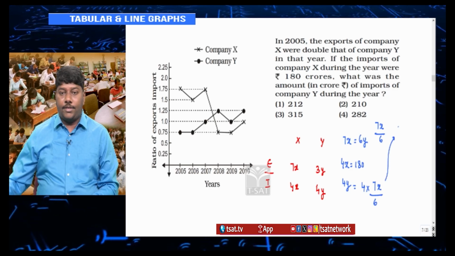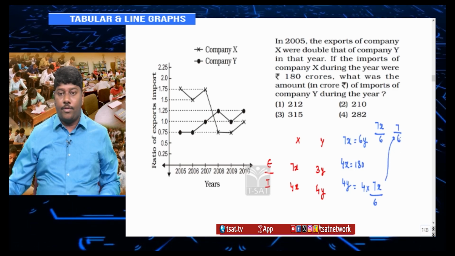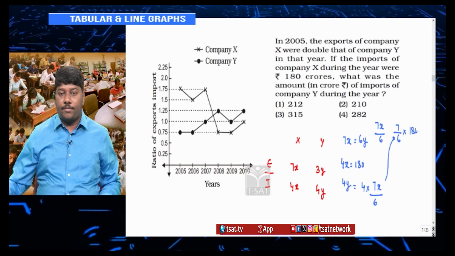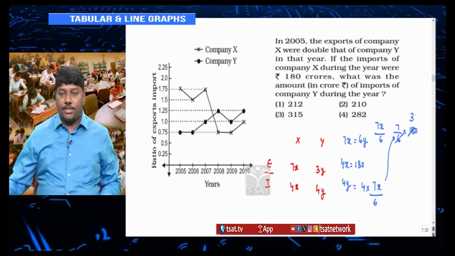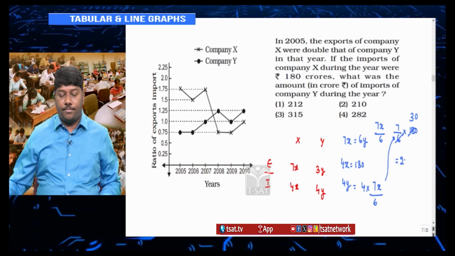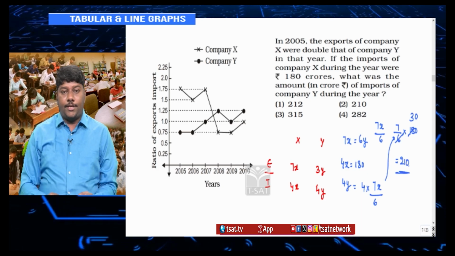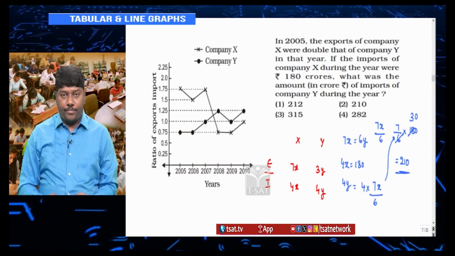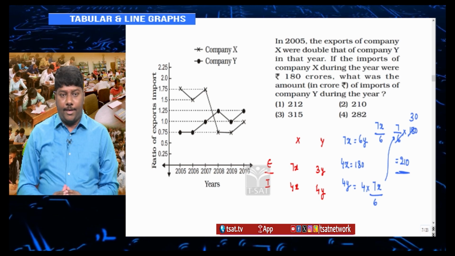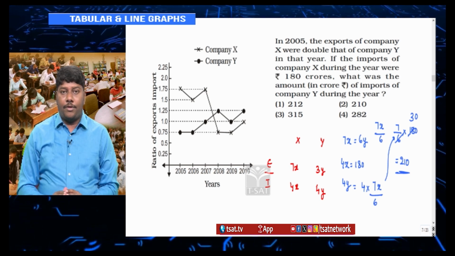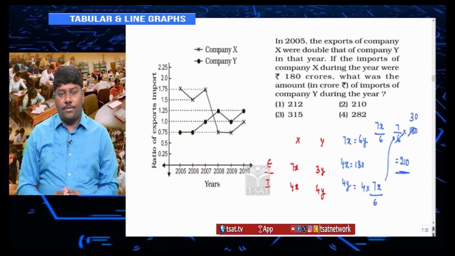So if you simplify it, it is 7 by 6 into 4x. What is 4x? 180. 6 ones are 6, 30s are 180, so 7 30s are 210. So the answer here is 210. This is how we look at the line graph. Simple here, you have to take the data from the given picture in terms of lines. So far we have seen the problems based on tabular graph and line graphs. In the next class we look at a few more problems on line graphs and then we will go to bar graphs.